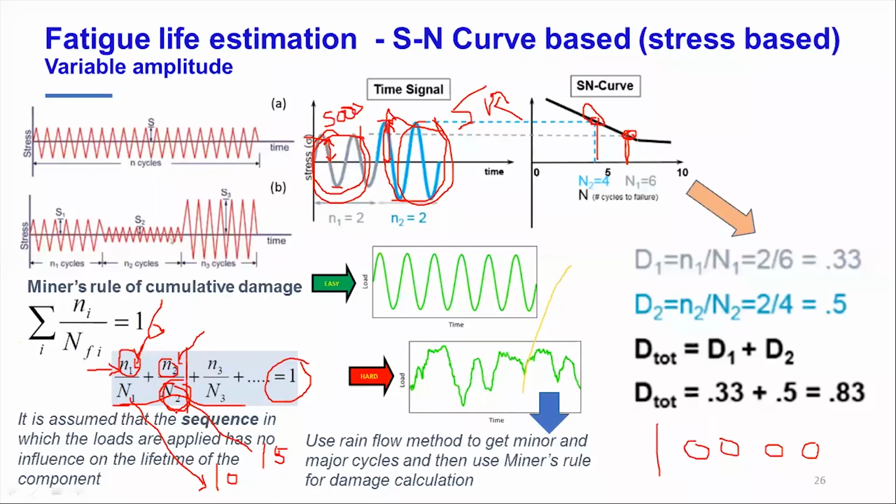And you make sure that the summation of all these damages, or ratios of n's, is equal to 1. This is also known as Miner's rule. And note down that this is linear. It does not account for any order, I mean, whether the higher amplitude is before or after the lower amplitude.